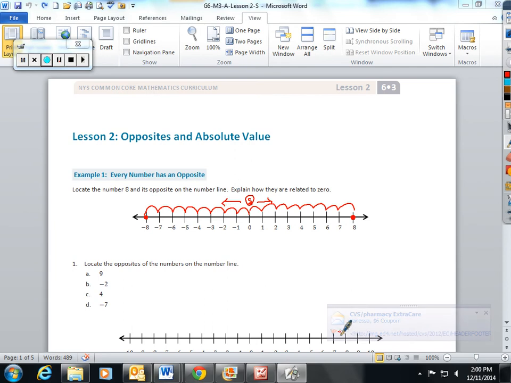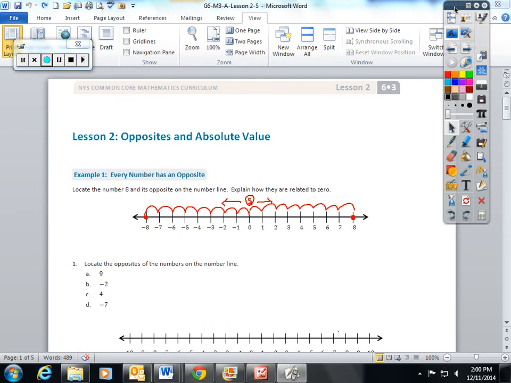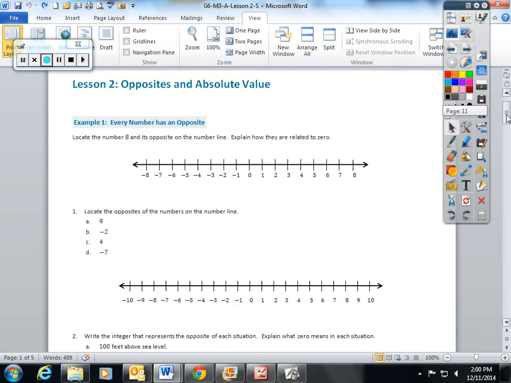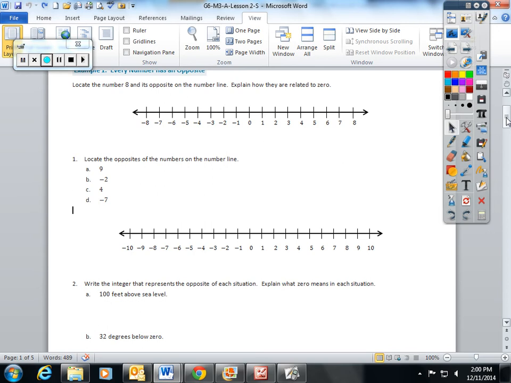one is 8 spaces to the left on the negative side. Okay, so I would like you and your partner to pause your video right now and try to do number 1. Locate the opposites of the numbers on the number line. You don't have to draw it in. You can just use the number line as a reference point. And when you are done trying these, hit play, and I'm going to tell you the answers, and you can see if you are right. The opposites of the numbers on the number line.